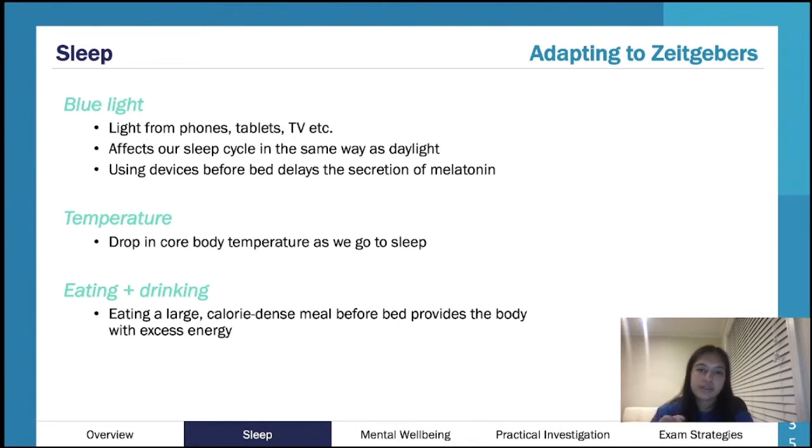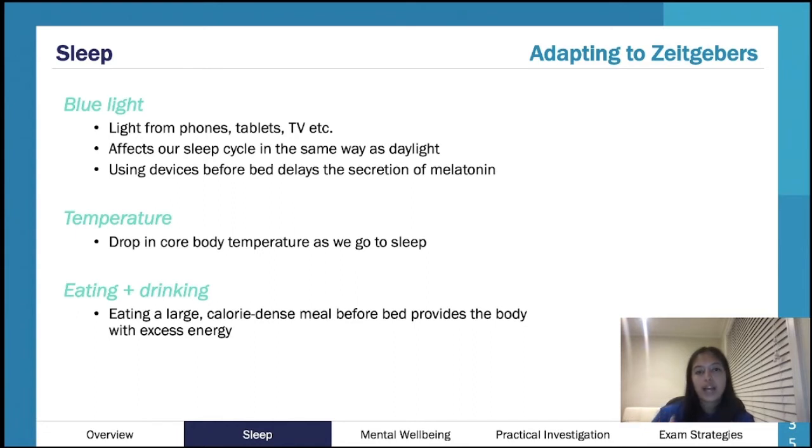Okay, so these are those little zeitgebers that we talked about. So if you are struggling to sleep, it's this idea of using these cues to your advantage. So we've talked about light a little bit. We generally think about daylight, right? How that influences your sleep schedule.